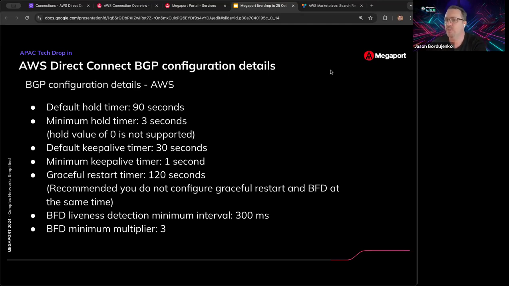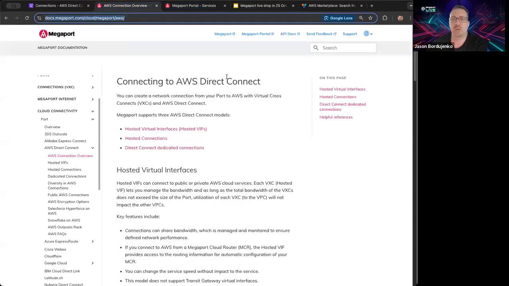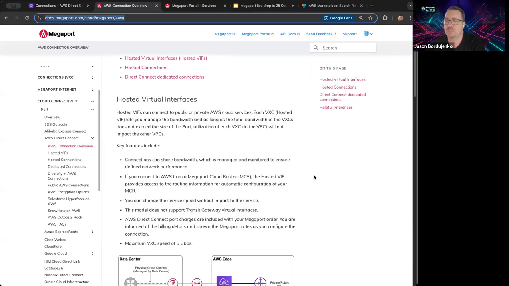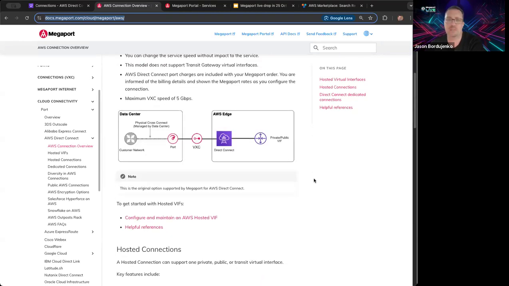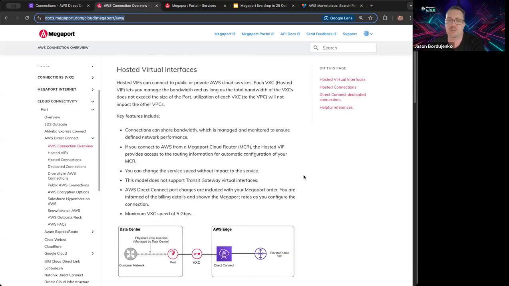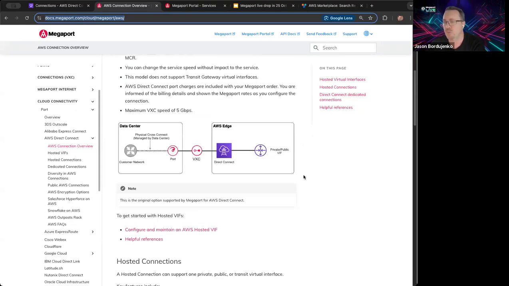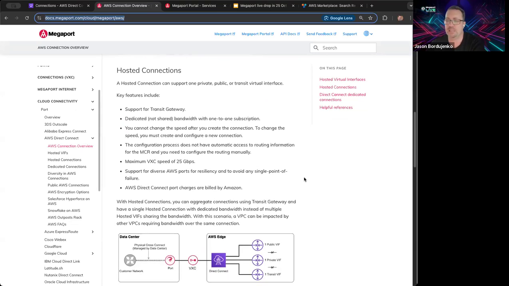All right, so I think we've covered the main components. I will now touch on one piece, which is to look at our documentation. So within the Megaport documentation, if you do a quick search for AWS Direct Connect, you'll see some diagrams. I haven't replicated them on the slide as they're more of a takeaway from today's presentation. Firstly, I didn't mention too much about the hosted virtual interfaces. I spoke more about hosted connections.